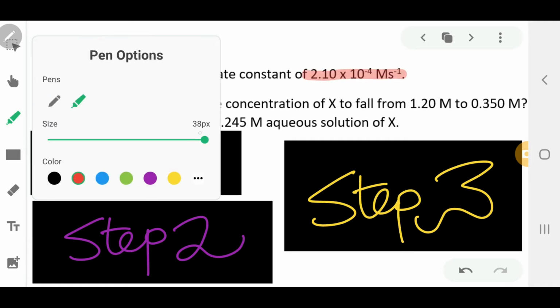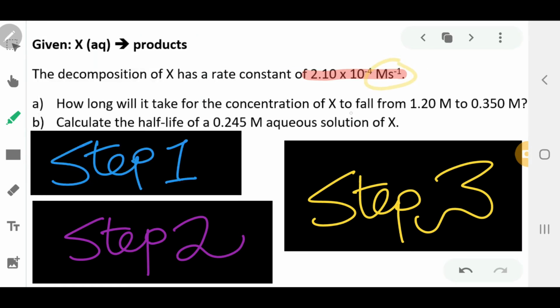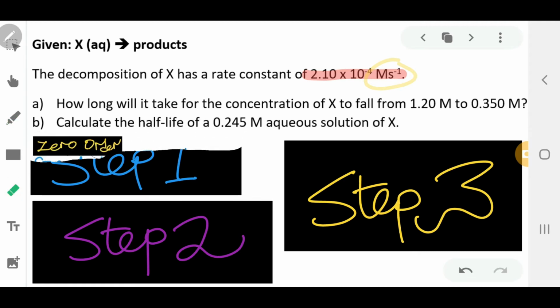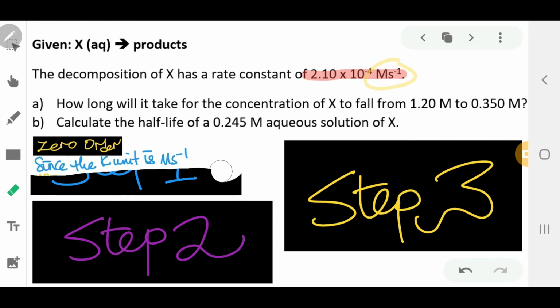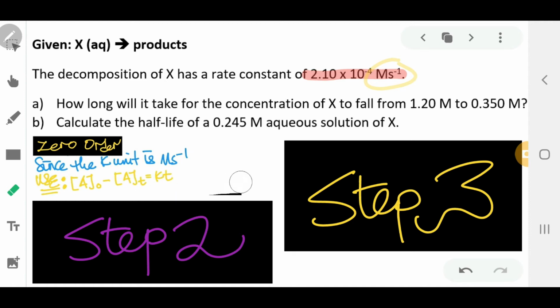Over here, the rate constant is that one. And when you look at the unit, it is molar per second. Therefore, step one, we will be able to identify that this reaction is zero order because the k unit is molar per second. So we're going to use the integrated rate equation, the one in yellow: initial concentration minus the concentration at a given time equals k times t.